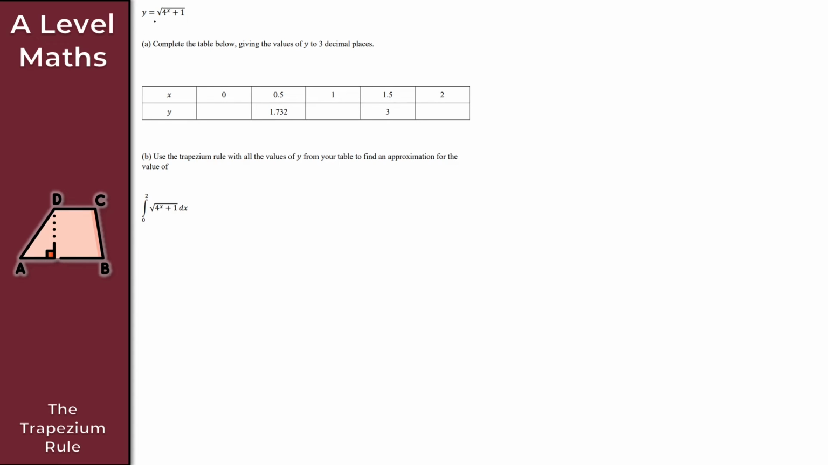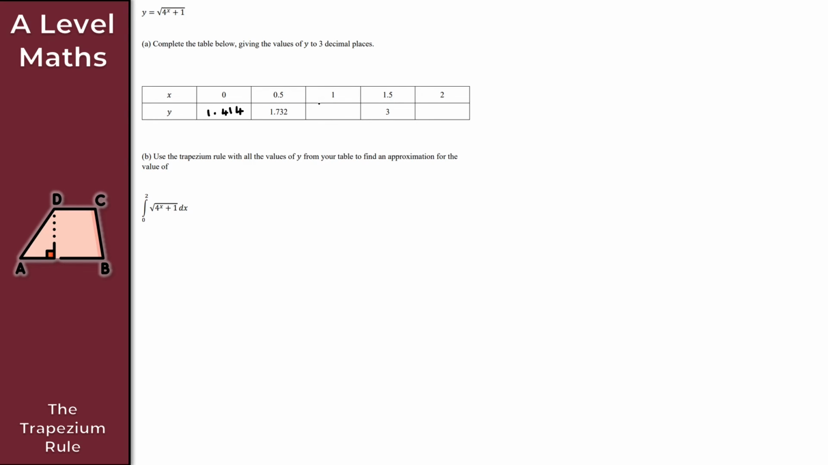So y is equal to the square root of 4 to the 0 plus 1. Well, 4 to the 0 is just 1, so we get the square root of 2. So obviously, just use the calculator here, right? So in that case, what we get here is 1.414. Okay.